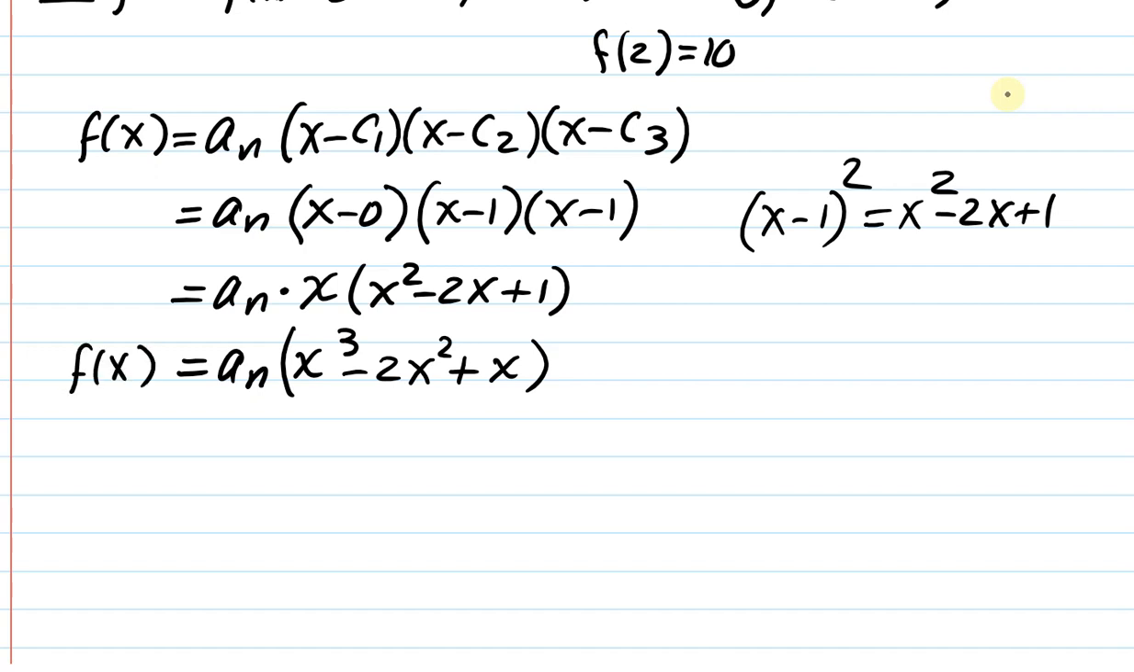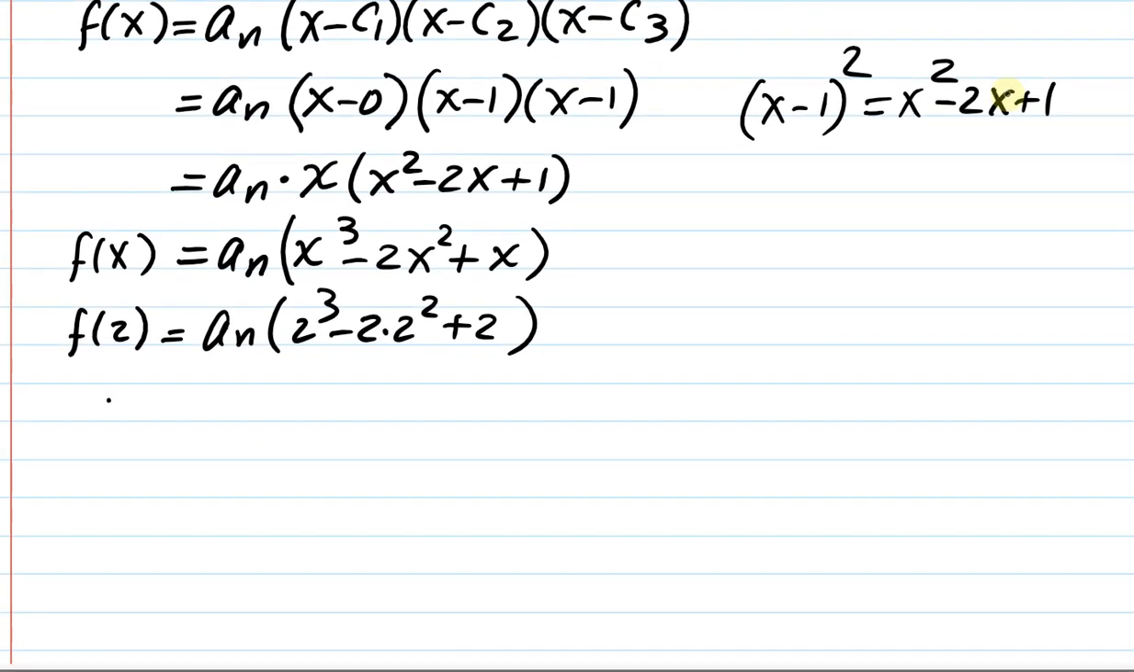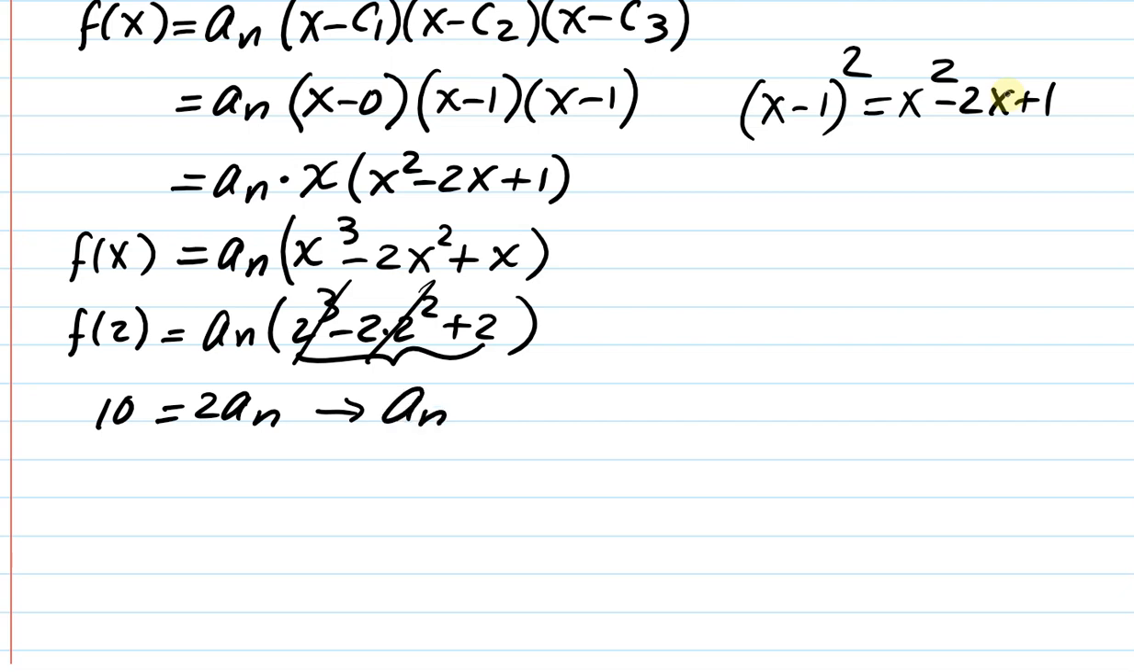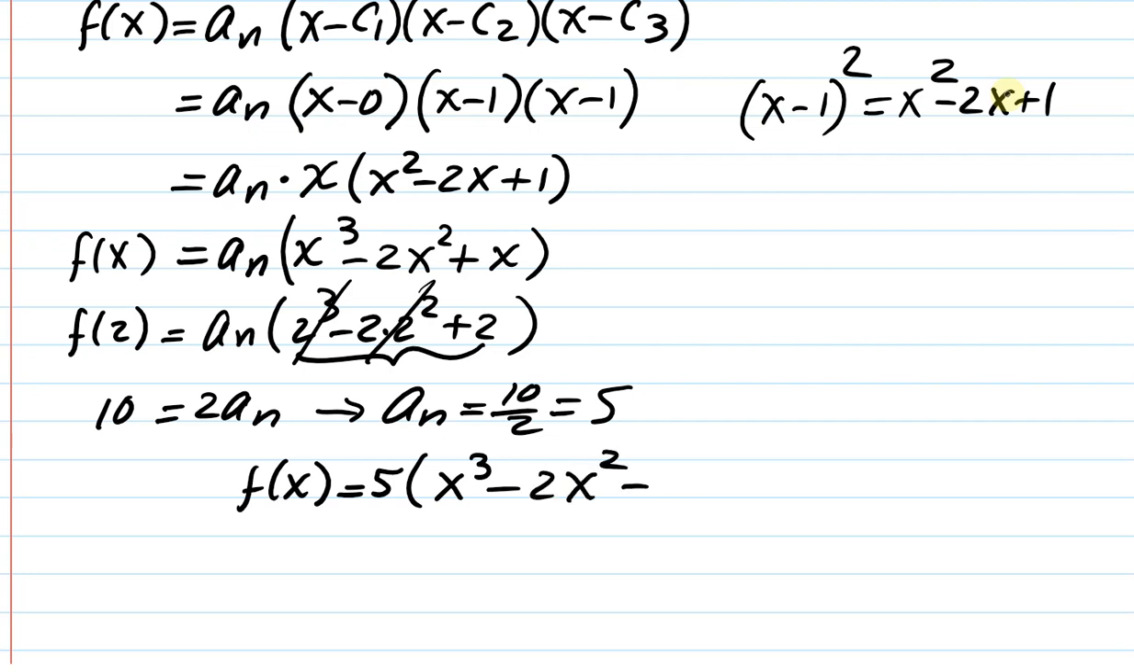Now we have a condition. f at 2 should be 10. So plug 2 for x. I get a sub n times 2 cubed, negative 2 times 2 squared, plus 2. And f at 2 must be 10. So the left side is 10. The right side: 2 cubed minus 2 cubed is 0, so I have 2a sub n. Therefore, the leading coefficient is 10 halves or 5. And that should do it for us, right? So I can say that the polynomial f of x is 5 times x cubed negative 2x squared plus x.